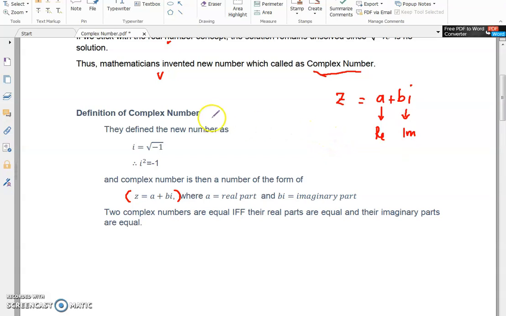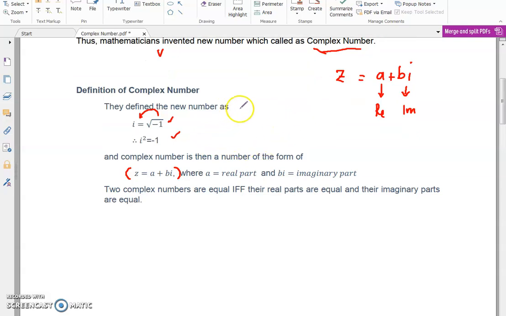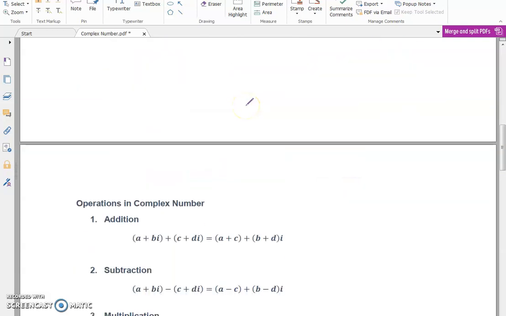And the value of i is equal to the square root of negative 1, or if you bring the square root to the other side, it becomes i to the power of 2 equals negative 1. You can just memorize either one: i equals the square root of negative 1, or i squared equals negative 1. You can see an example of this.